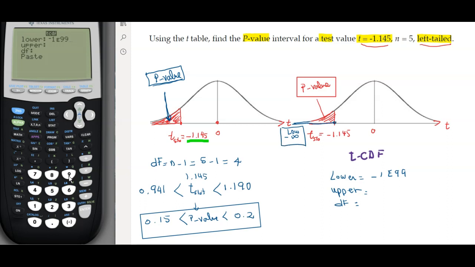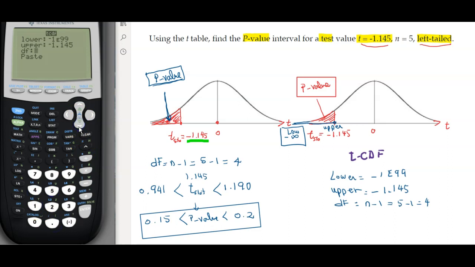The upper end will be your t statistic. So the upper end is going to be minus 1.145. Degree of freedom is always n minus 1 here. So this is going to be 5 minus 1, and that's going to be a 4. All right, so let's go and plug it in. The upper end is going to be negative 1.145.